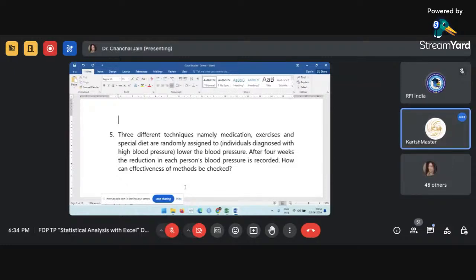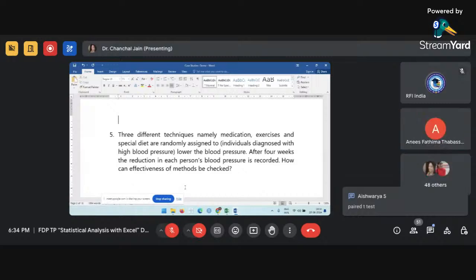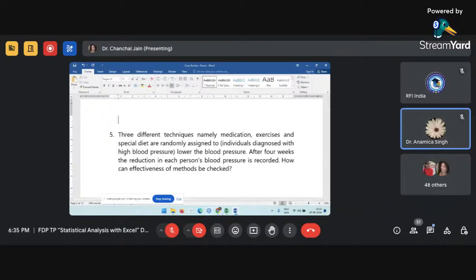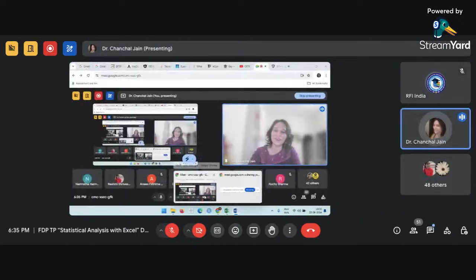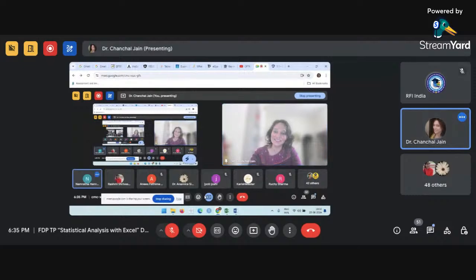Okay, good. Fine. Ma'am, looking at this data, it seems to me it will be ANOVA, ma'am. I also think that it will be ANOVA. One way or two way? Ma'am, it's one way ANOVA. Okay. May I know the name of who is saying one way ANOVA? Ma'am, Anamika, I hope I'm not wrong.